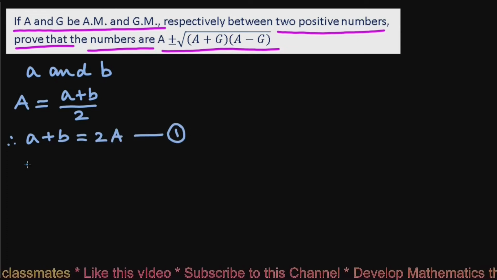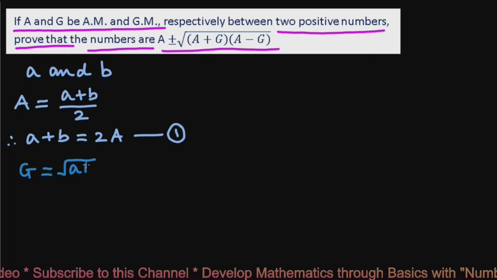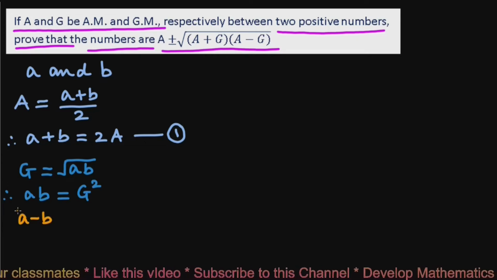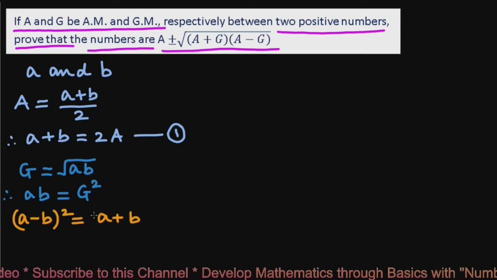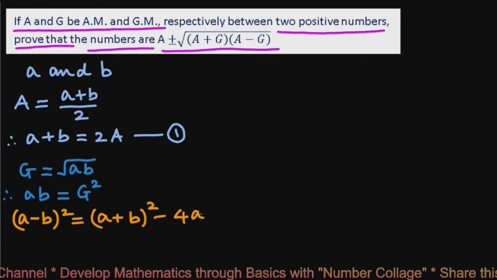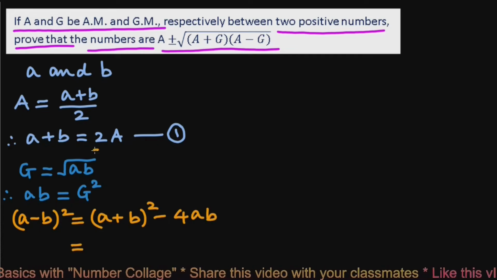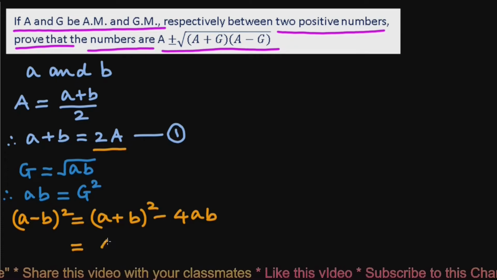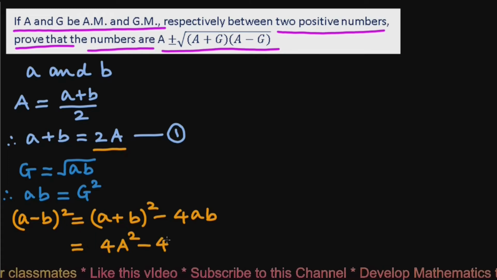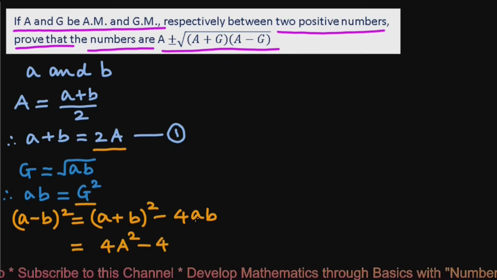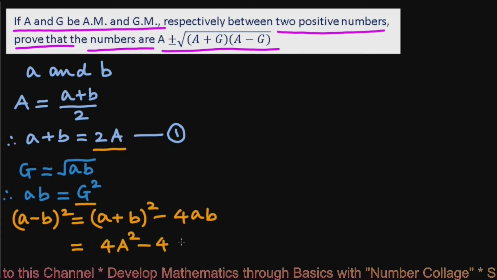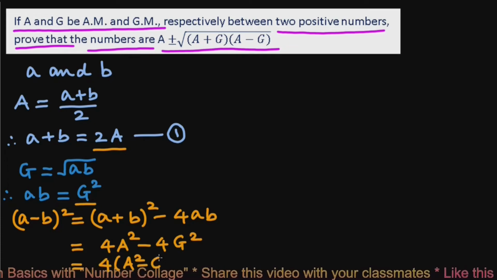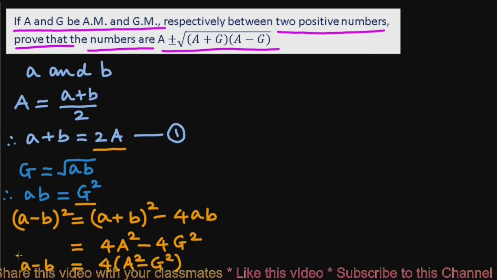Next, the geometric mean G will be square root of ab. Therefore ab will be G square. We know that (a minus b) whole square is (a plus b) whole square minus 4ab. So that will be, putting 2A for this a plus b, we write (2A) whole square, that will be 4A square minus 4, and writing this G square for this ab, it will be minus 4G square. So this will be 4 times (A square minus G square). This is (a minus b) whole square.